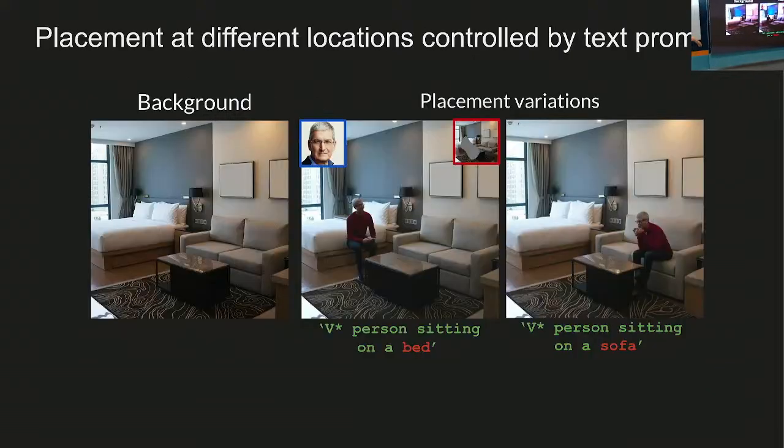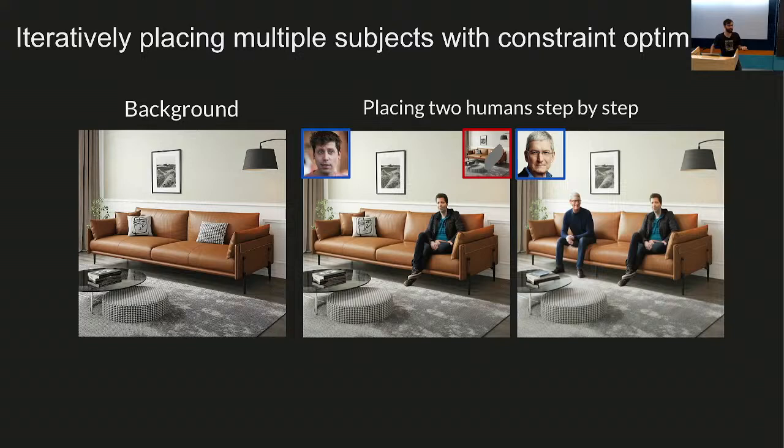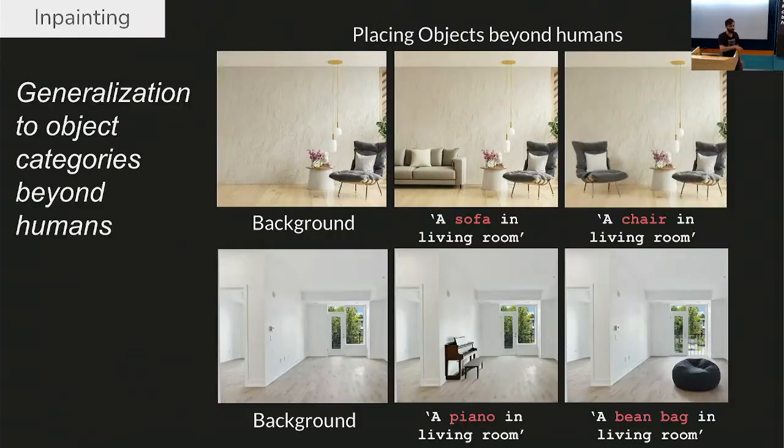You can put the person at different places, like on a bed or on a sofa. The mask moves towards that, and then you can insert a person there. You can even put two people. First inserting one person, and then optimizing for another mask with an additional constraint, like the Gaussian masks of these two should be far away. It should not collapse. So then you can insert two people. You can also insert other objects, as I mentioned. It generalizes, and does not overfit to that category. So you can put a sofa, a chair, a piano, and a beanbag.